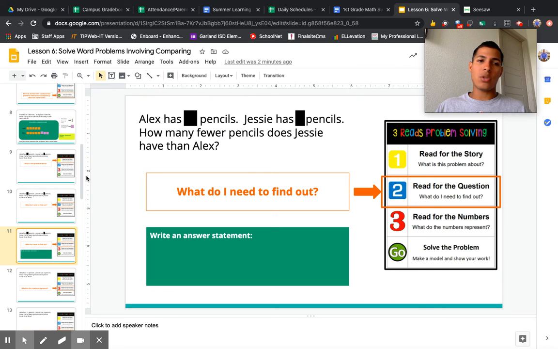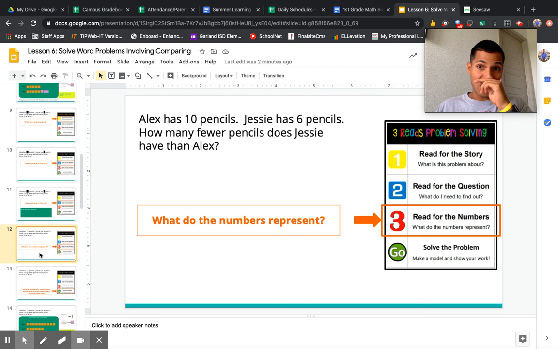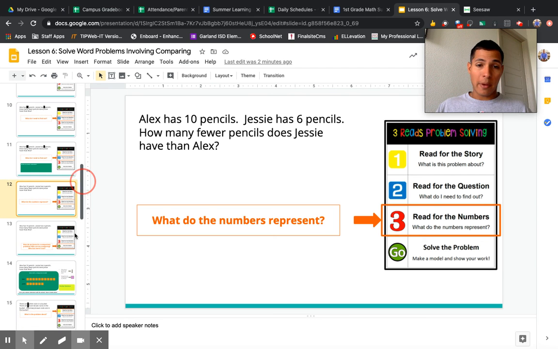So this is our solution statement. I like coming back to this slide at the end. That's my little key for us. Okay. What do the numbers represent? Now we have numbers. Alex has 10 pencils. Jesse has 6 pencils. How many fewer pencils does Jesse have than Alex, right? So our numbers are representing pencils. Alex has 10. Jesse has 6.